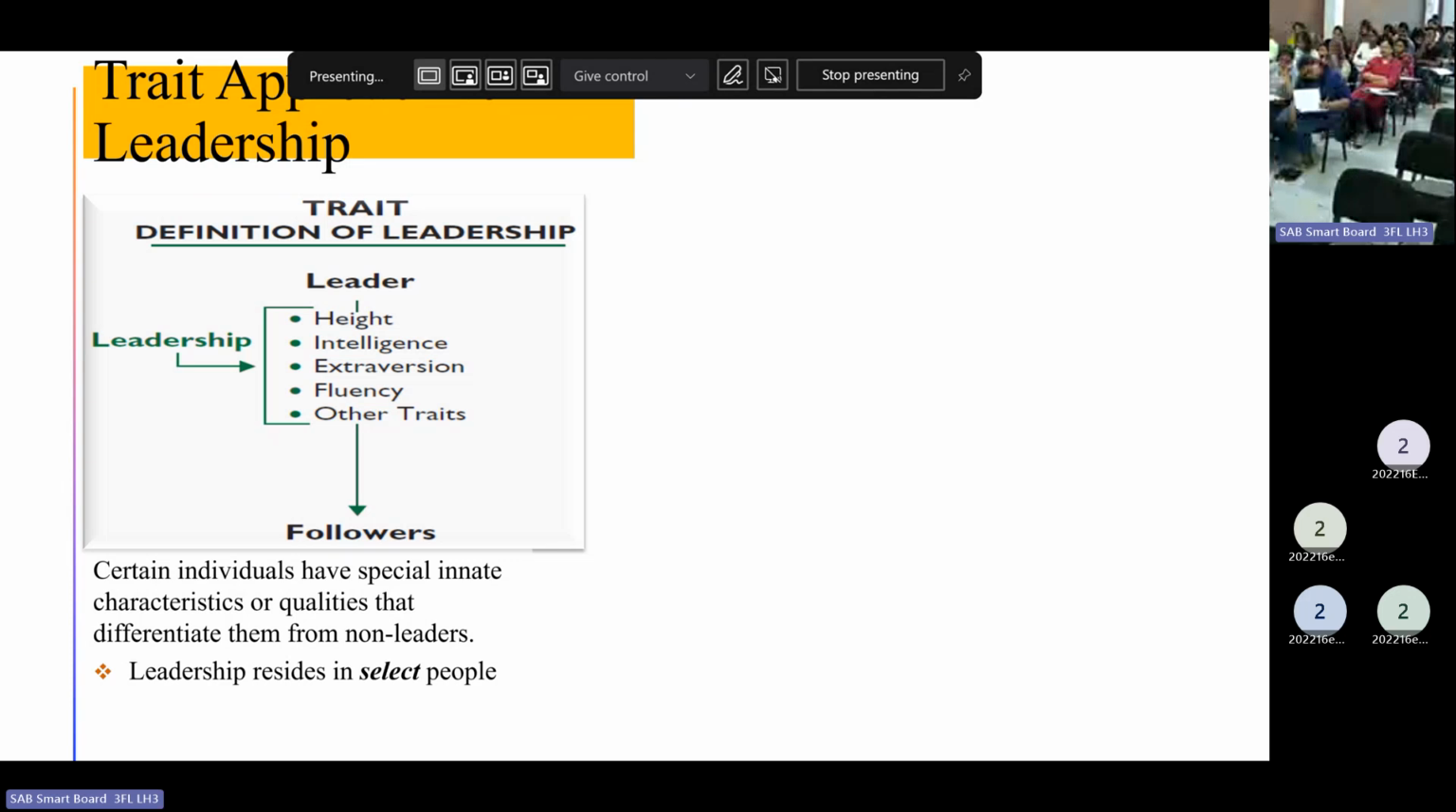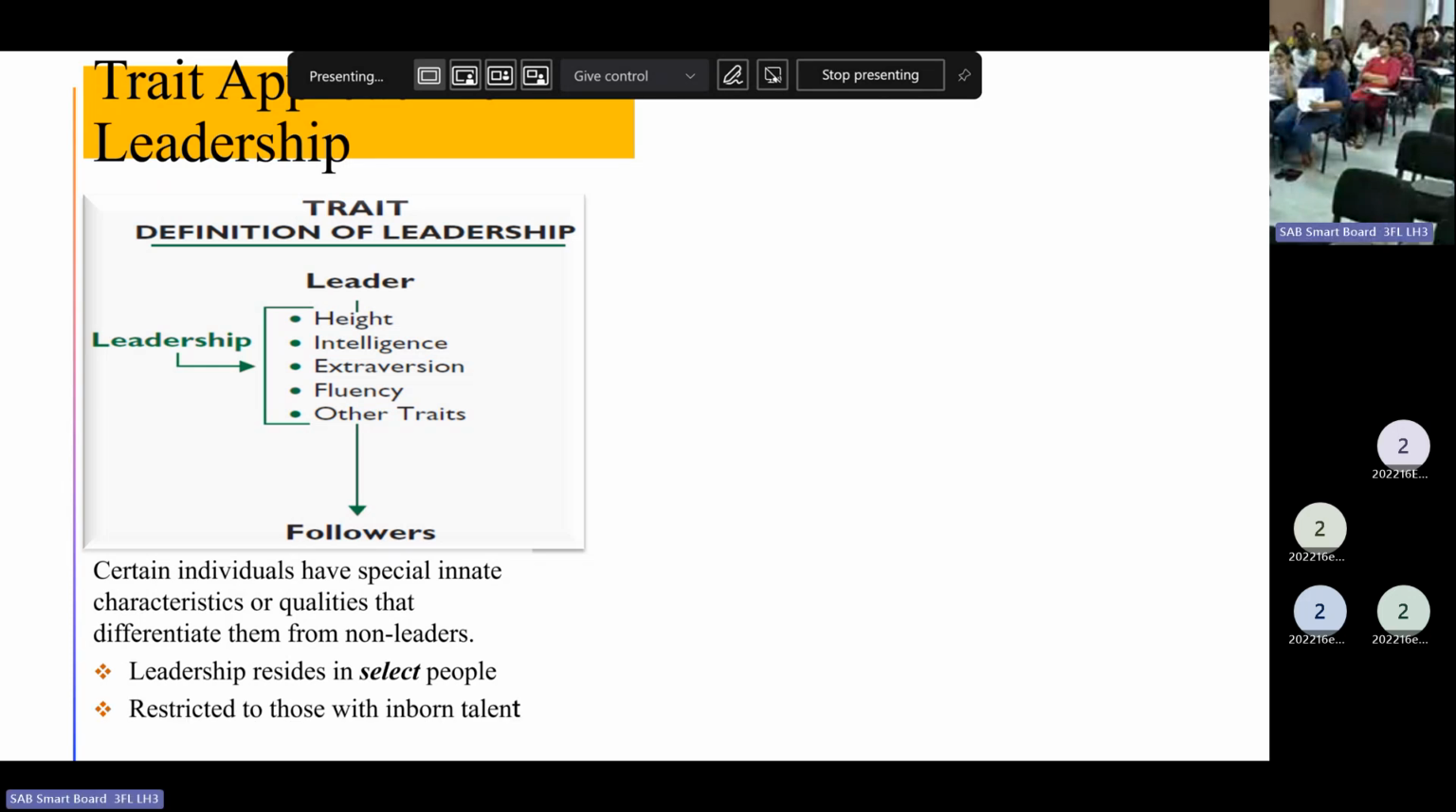Okay? Because everybody is not tall, no? You can see everybody is not tall enough. But the person who is tall, why? They can do a lot of things. Now measures are there, so height is not a factor for leadership now. Those days measures were not there. So that's how this developed.